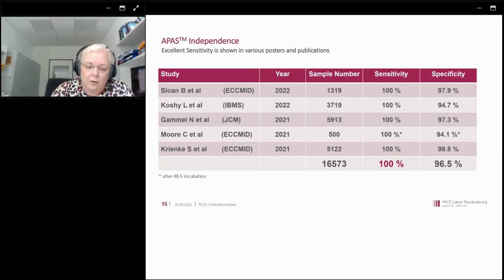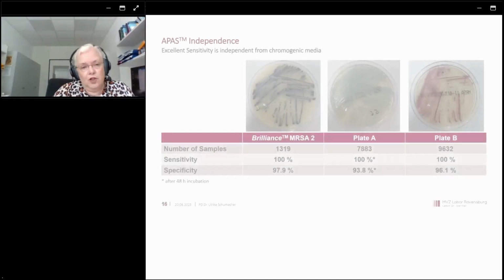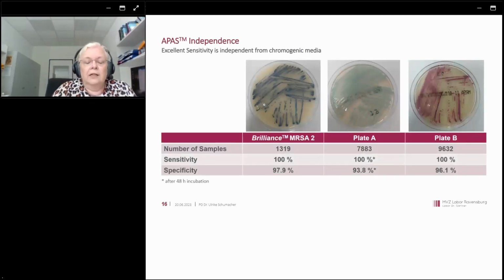So we are really convinced not to overlook an MRSA, and so the MSM module is designed for 3 different chromogenic media, and as I show you here, the sensitivity is not dependent on the use of a special medium. All of the 3 media are working pretty well.